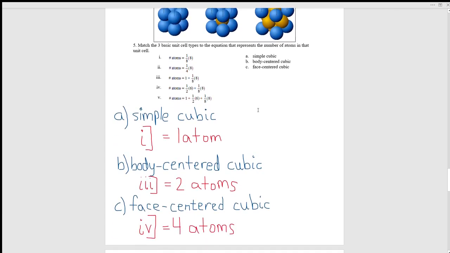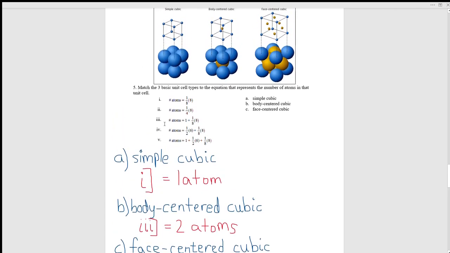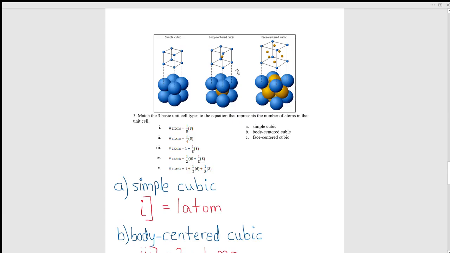But you'll also notice here that we have another atom within the center of our unit cell. So this sphere here represented in the middle is equal to 1 whole atom. It's not equal to a fraction. So 1 whole atom plus another atom, when we add up all of these vertices, is going to give us 2 atoms total for the body-centered cubic unit cell.